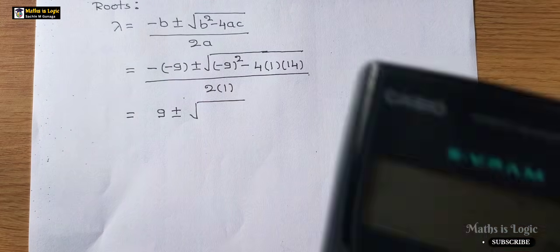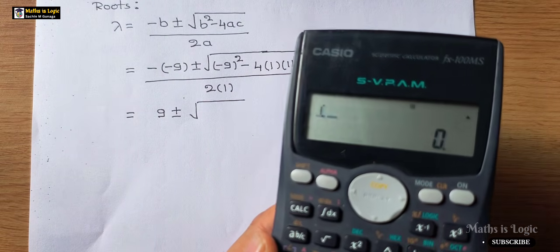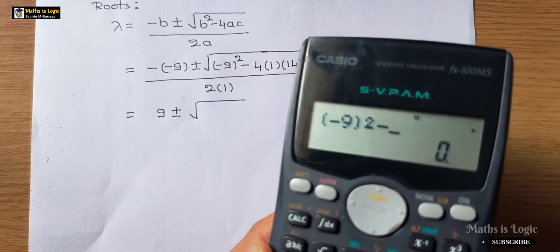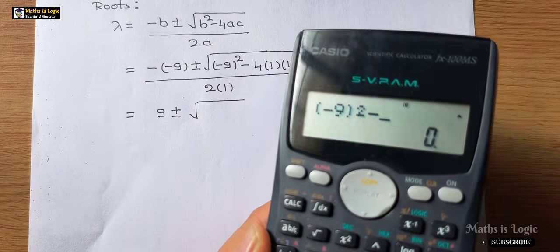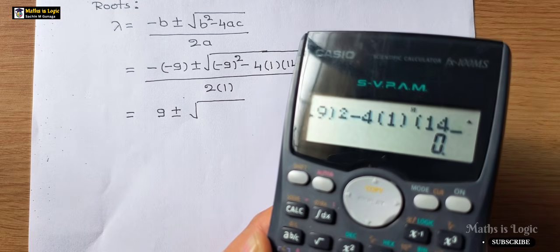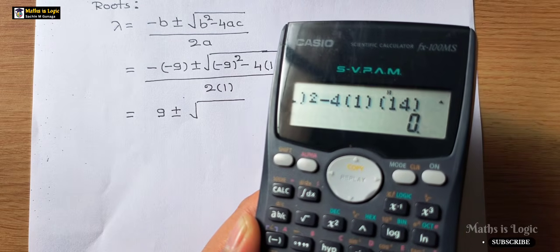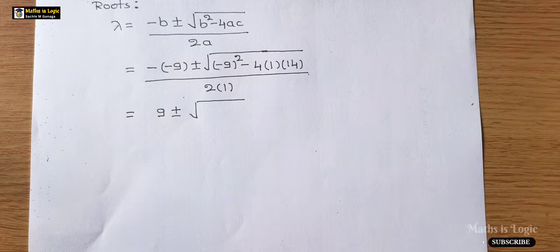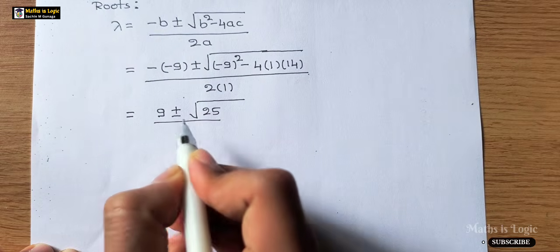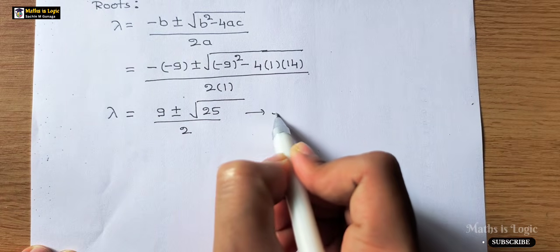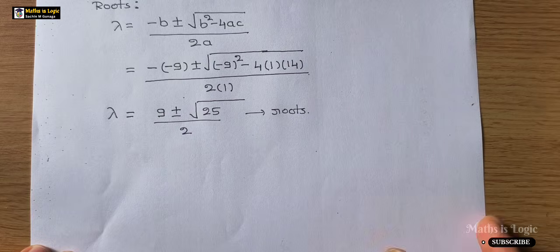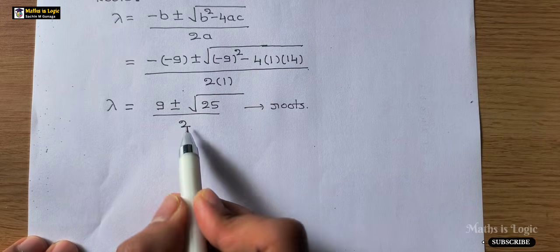Substitute this value in the calculator. So bracket minus 9, bracket complete, square. Next, minus 4 into 1 into 14, is equal to, so what is the answer? 25. So it is 25 divided by 2 into 1, which is 2. So these are the roots. Further, you can also do the simplification, but no problem. Otherwise, this is the final answer.